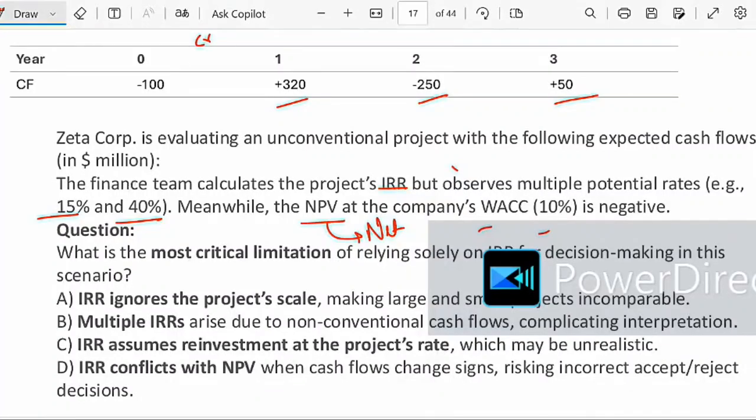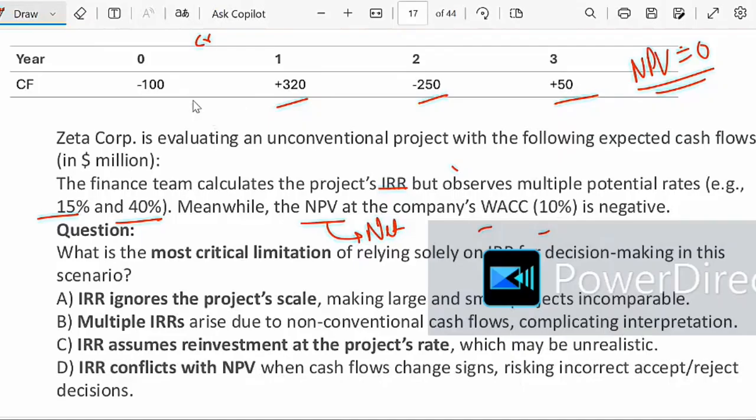So you know what is the meaning of IRR, internal rate of return? Right. Let me explain. IRR, internal rate of return, is the rate at which NPV becomes zero. I think you must have learned this in your AFM, right? So when you equate net present value to zero, that rate of return is called IRR. So that is exactly what is happening here.